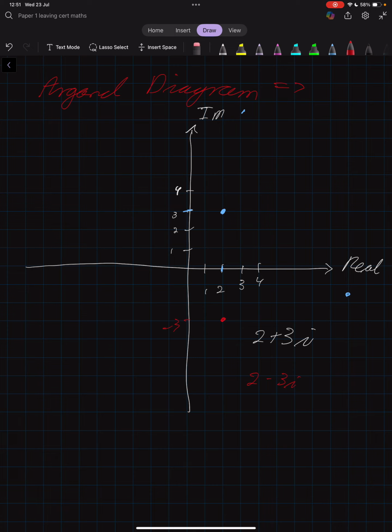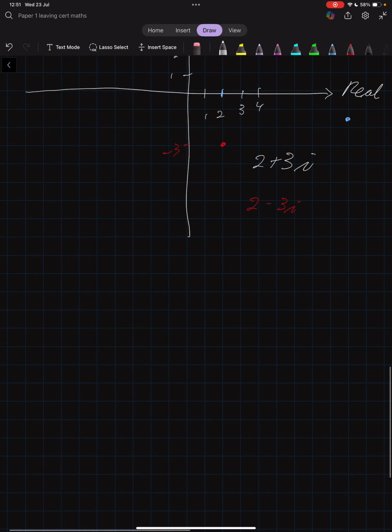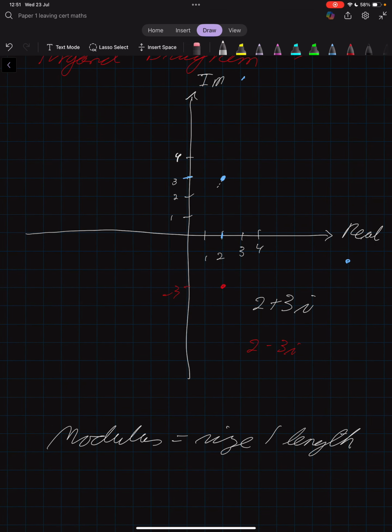Now, the next thing that I'd like to go over is just modulus. So it's basically, the modulus is the length. Modulus is a German word. It basically means size, or length. So for a complex number here, that is its length. When we say what's the length of a complex number, we're asking what is the length to the origin.